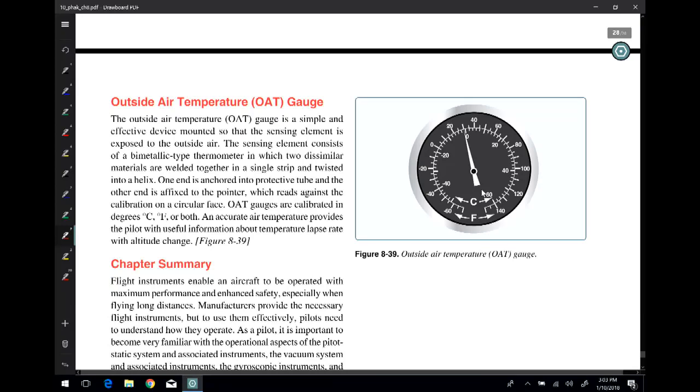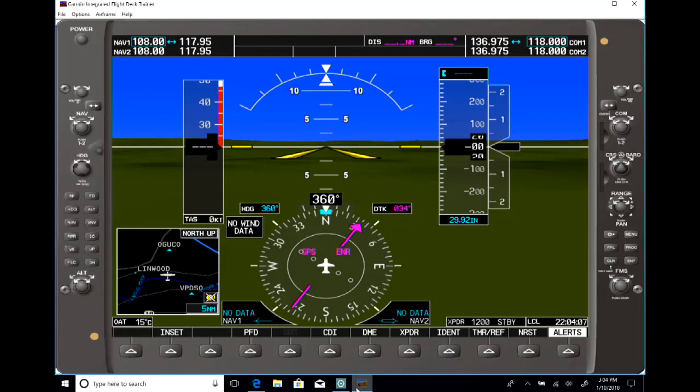It will display that information either in Celsius or in Fahrenheit, depending upon how you have your system set up. If we take a look, and I can't do this on this particular illustration, but if you look right over here, you see this thing called OAT, outside air temperature. Right now, it's showing 15 degrees Celsius outside your airplane. 15 degrees Celsius is approximately 60 degrees Fahrenheit. So it gives you an outside air temperature probe.